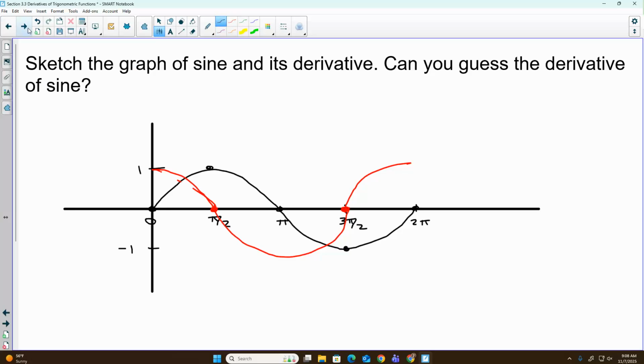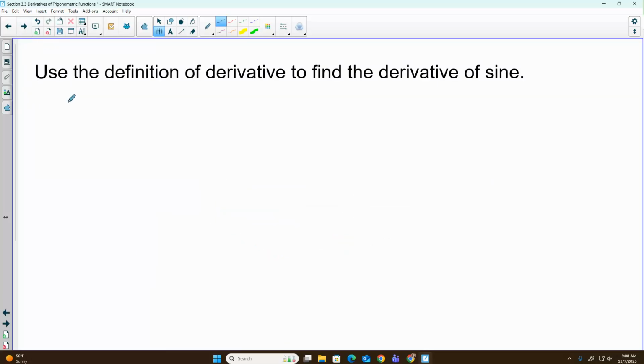So if I want to do my definition of derivative, trying to not just give you a rule, but explain the why behind it. If I wanted the derivative of sine, the definition of derivative is the limit as h approaches 0, f of x plus h, so that would be sine of x plus h, minus f of x, so sine of x, all over h.